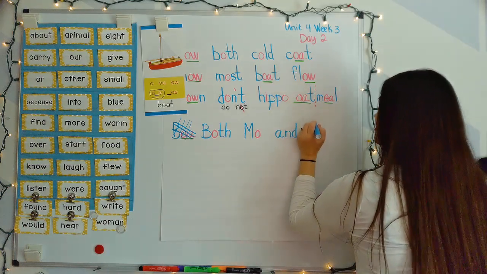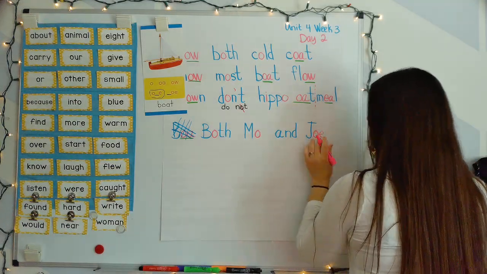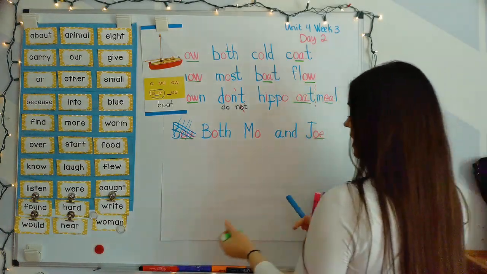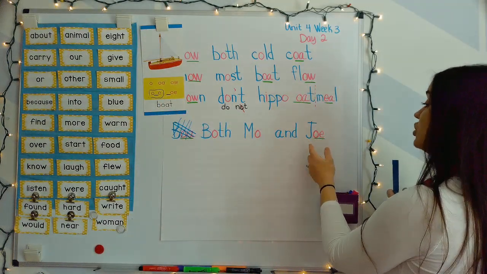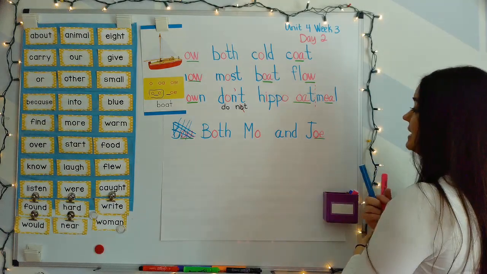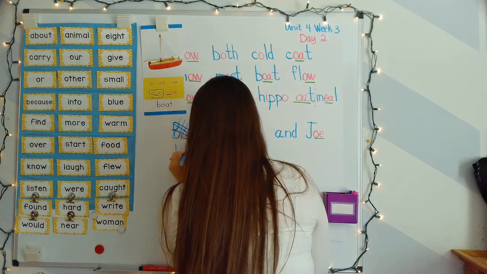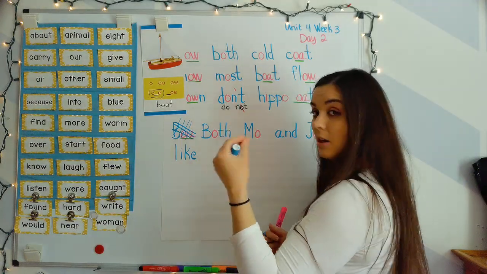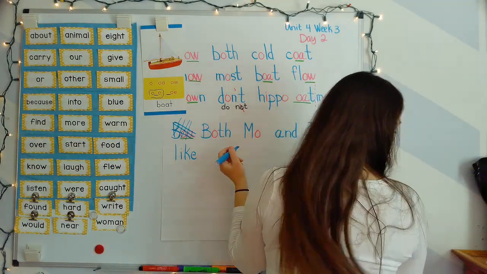High frequency word and. J says ja. And O-E, an example of a vowel team that works together to say that long O sound. So again, we said that O-E will always have a sound before it, a blank before it. So in this word, Joe, ja-o, the sound that comes before it is the J. Both Mo and Joe. Mo is a name in this case. Both Mo and Joe, high frequency word like, but now it's a word we can sound out because we have I blank E to make that long I sound. I, like. Both Mo and Joe like.